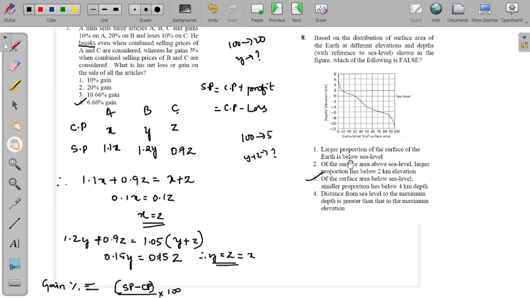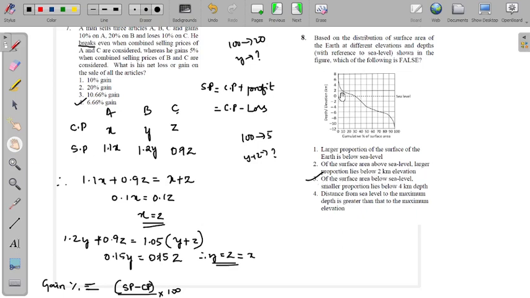So this is true. Of the surface area above sea level, a larger proportion lies below 2 kilometer elevation. Above sea level means this much region, and they are saying that the larger proportion lies below 2 kilometer elevation.